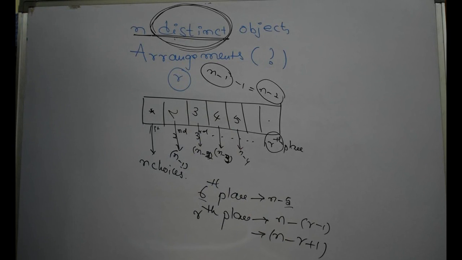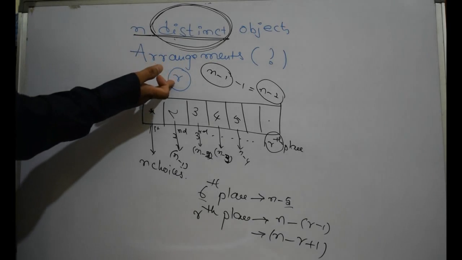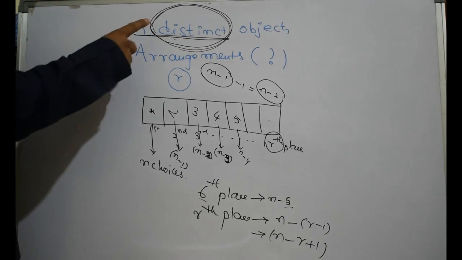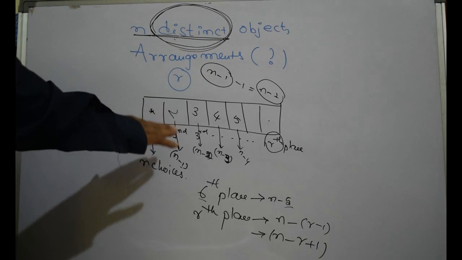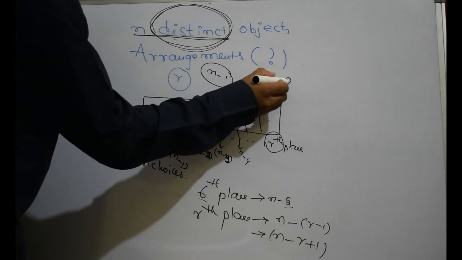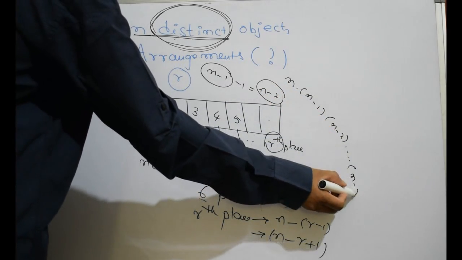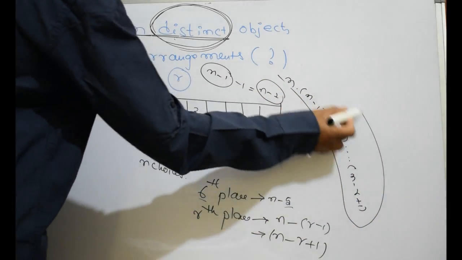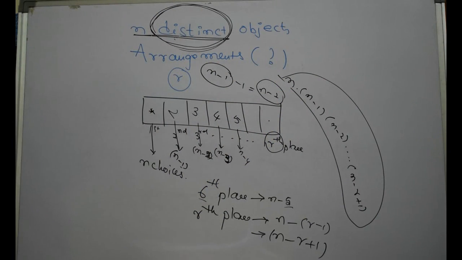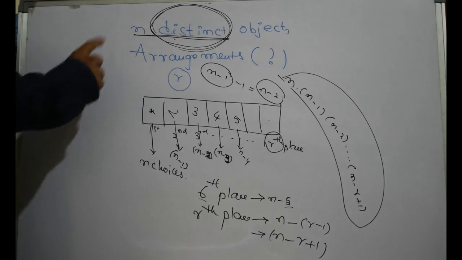So I think you understood. Now we are going to simplify this. We got how many arrangements are possible using r objects when n distinct objects are given to you. We got the result n into n minus 1 into n minus 2 into n minus 3, and so on up to n minus r plus 1. What is that result? The number of permutations, that is, the number of arrangements possible using r objects from the given n distinct objects.